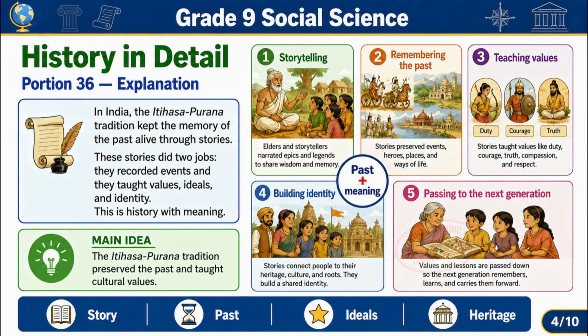Explanation. In India, the Itihāsa Purāṇa tradition kept the memory of the past alive through stories. These stories did two jobs. They recorded events and taught values and identity, history with meaning.